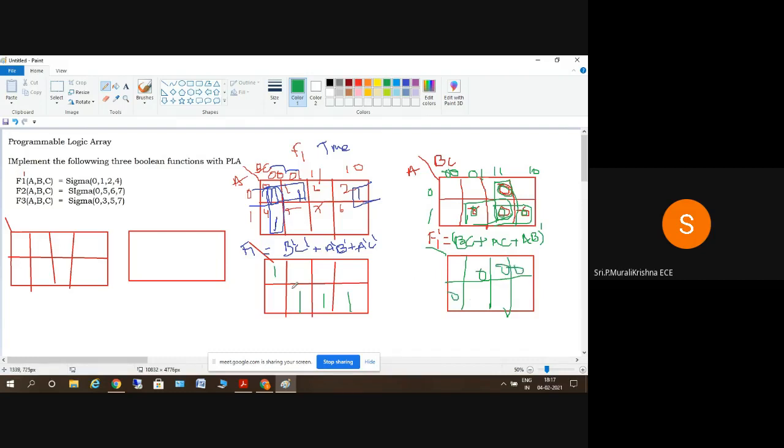Okay, so tell me these values, F2 and F2 bar. AB plus AC plus A bar B bar, sir. AB plus AC plus A bar B bar C bar. Yeah, write the F2 and F2 bar, and in a similar way F3 and F3 bar.